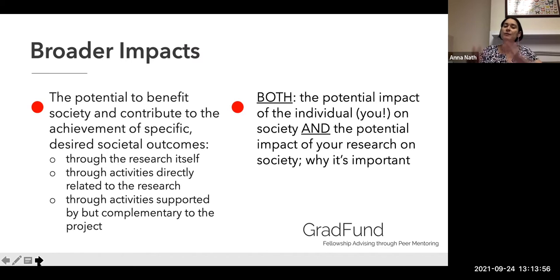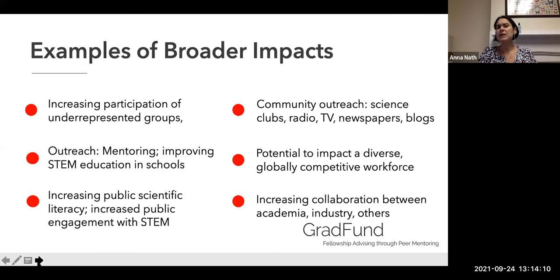So again, these are the big broad categories of how to begin thinking about different review criteria. And again, we're talking about the personal statement. Once again, some examples of broader impacts, right? If you're saying, I want to teach or I want to bring this knowledge to larger society, it could be increasing participation of underrepresented groups. It could be outreach, mentoring, improving STEM education in schools, whatever it could be, including increasing public scientific literacy, right? Increasing public engagement with STEM, community outreach. It could be science clubs, radio, TV, newspaper, blogs. Again, depending on where you are and who you are and what discipline you're coming from, right?